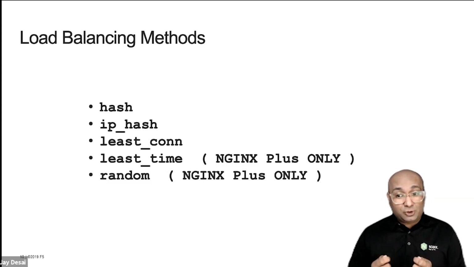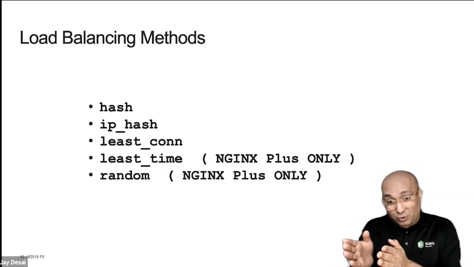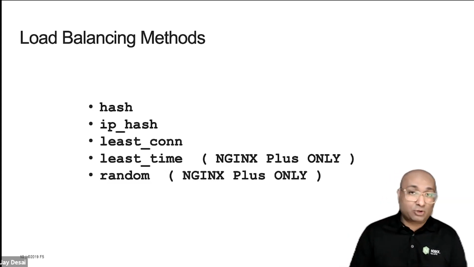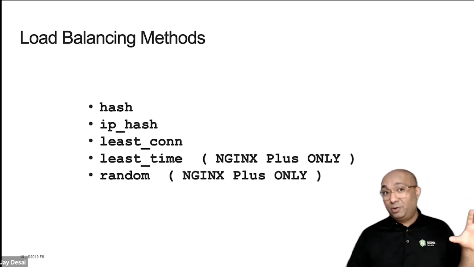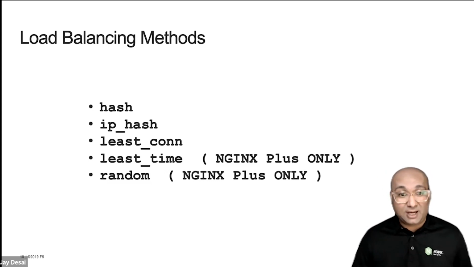With the optional two parameter, NGINX randomly selects two servers based on the server weights, and then randomly selects one of those two based on the load balancing method you've selected and routes the request to that specific server. More details on these methods are available on the website, and I will ensure that the link is in the comments down below, so you can read up more about these methods.